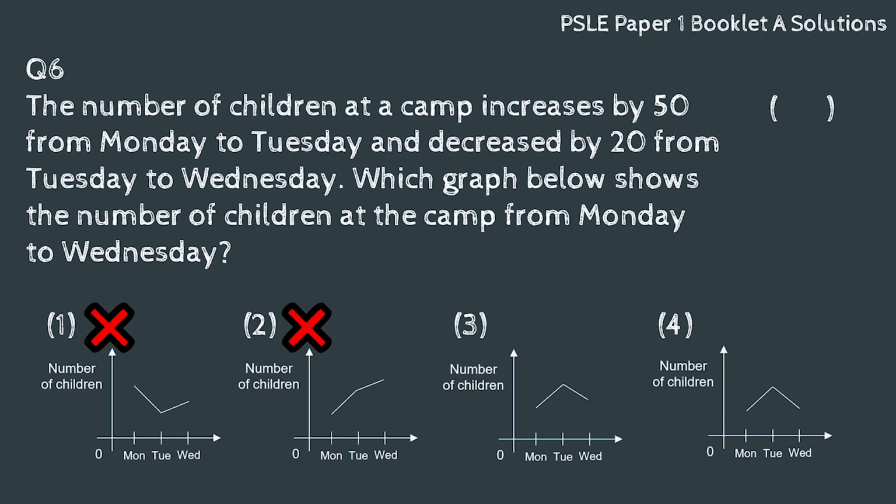As the increase in children is more than the decrease in children by comparing 50 to 20, we should expect the upward sloping line to be greater than the downward sloping line. Now, we compare options 3 and 4. We know that the upward sloping line should be greater than the downward sloping line. So, option 3 is our answer.